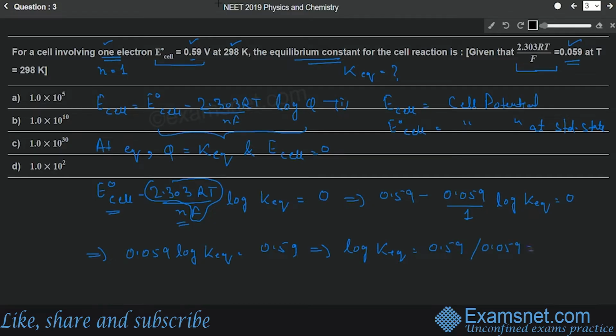So on dividing this, we'll get 10. Now we have to find out the value of K equilibrium. So it will be equal to log inverse, or we can say anti-log 10, right? So what is anti-log 10? It will be 10 to the power 10. So it can be written as 1 into 10 to the power 10. Both are same. So out of the given options, option B will be the correct answer.